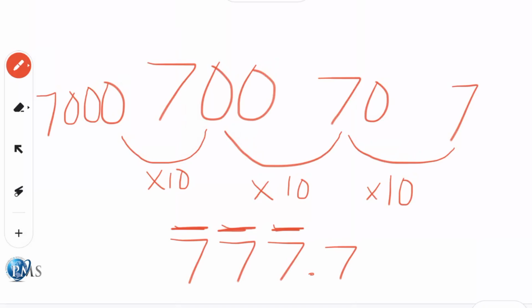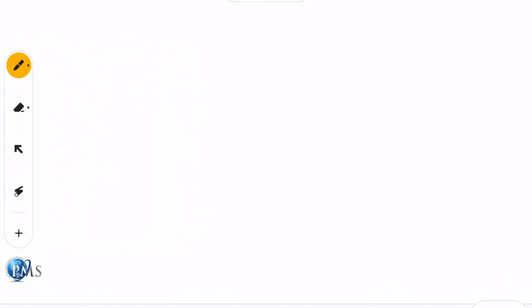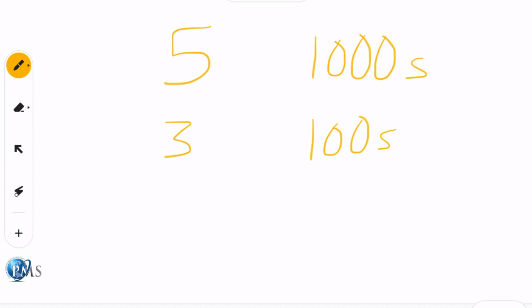We'll do a little bit of practice here with a couple different examples. So maybe we'll start with this one. If you have 5 groups of 1,000, so 5 thousands, 3 300s, and 4 ones, what would that number be? How would you write that the way that we're used to seeing numbers?